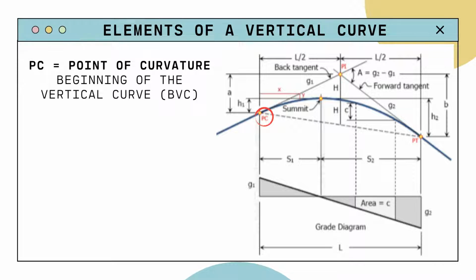So let's start off with the first element that we can see here on the diagram on our right side. I encircled it so it can be clear. What is encircled there is PC, and PC stands for the point of curvature. The point of curvature is also coined as the beginning of the vertical curve, or BVC. From the name itself, it is what starts the vertical curve. The point of curvature is the intersection of the vertical curve and the back tangent. I just want you to remember that the point of curvature is what starts the vertical curve.